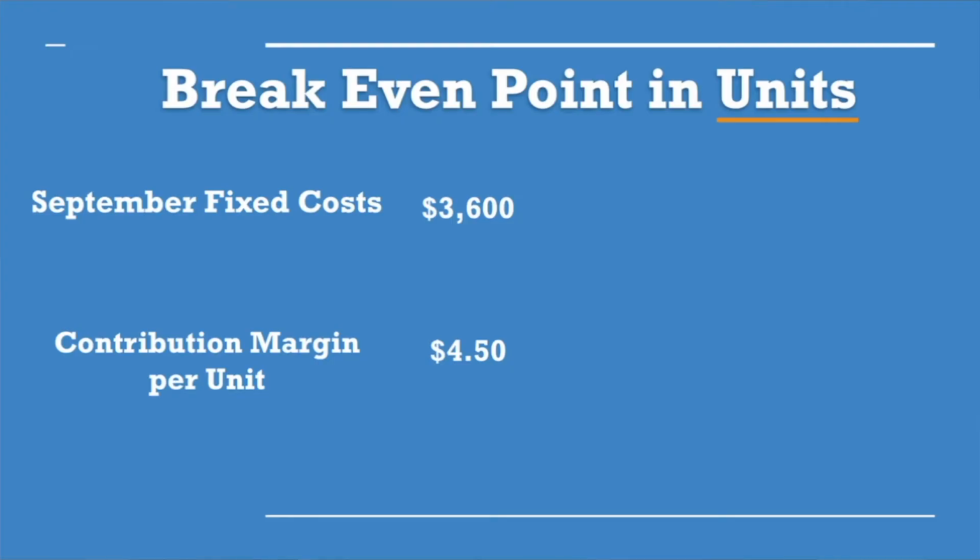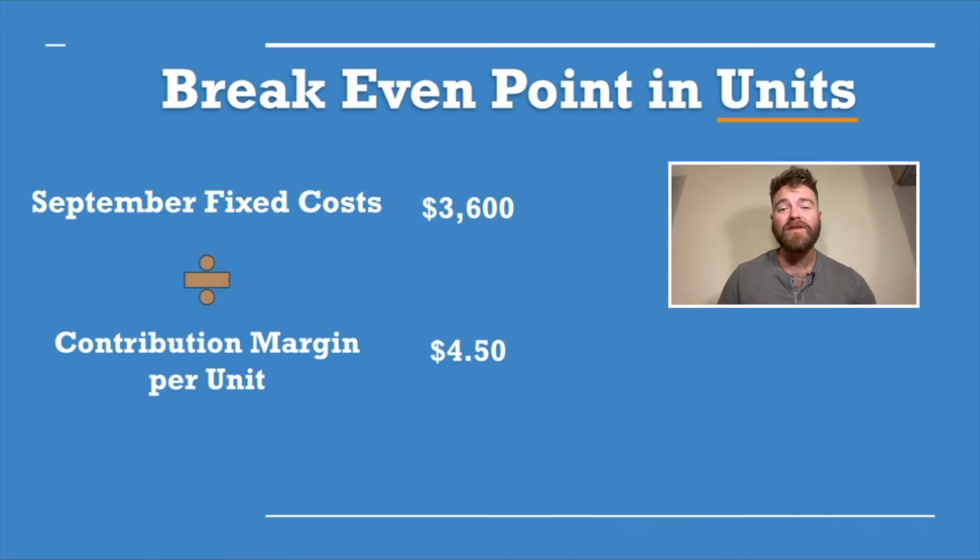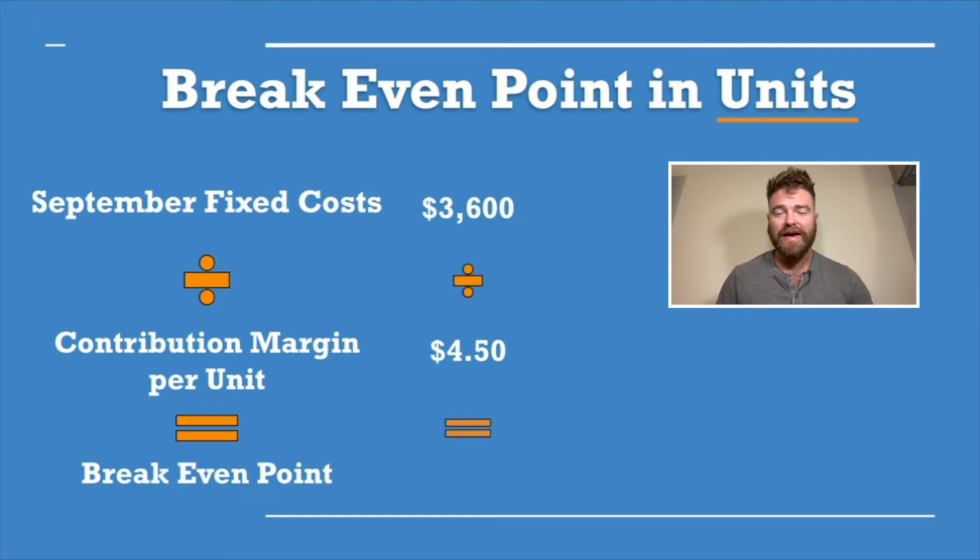So we have our September fixed cost of $3,600 and our contribution margin per plate of $4.50. Next, we divide the 2 to get our break-even point. So we take $3,600 divided by $4.50 and we get 800 plates. They must sell 800 plates in the month of September to fully cover their costs.